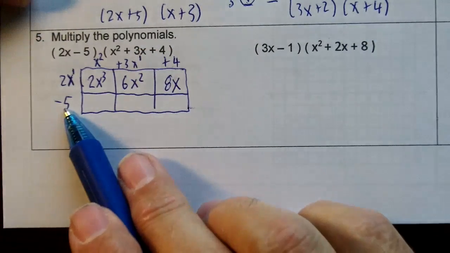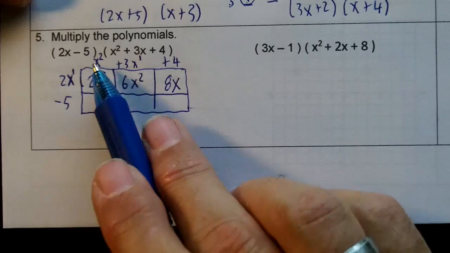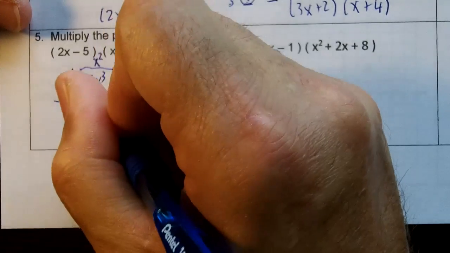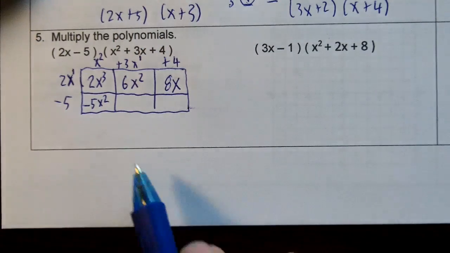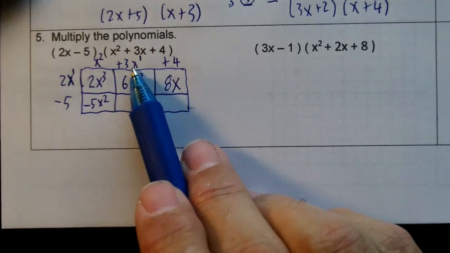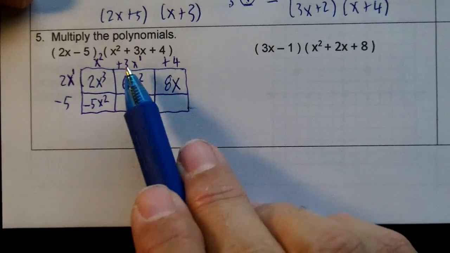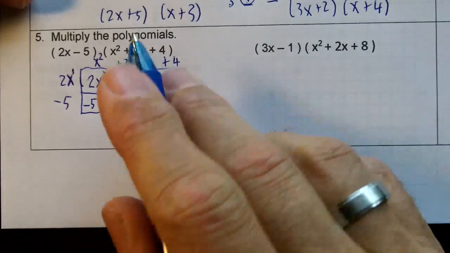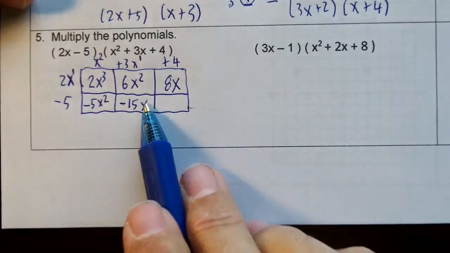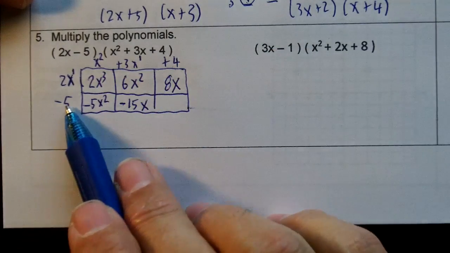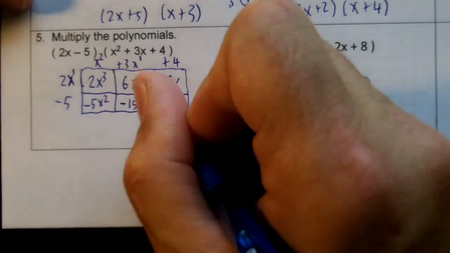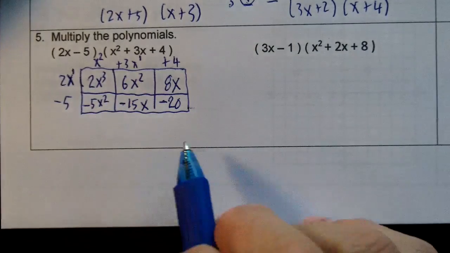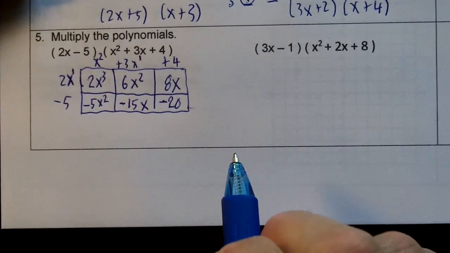Now we're going to start multiplying by the negative 5. Negative 5 times x squared would be negative 5x squared. Now we're going to take the negative 5 and multiply it by the 3x. A negative 5 times a positive 3 would be a negative 15. You have an x and the exponent's 1. Don't have to put the exponent of 1. And a negative 5 times a positive 4 would be a negative 20. If you miss one of these signs, the whole thing's wrong. You got to get every sign number right.